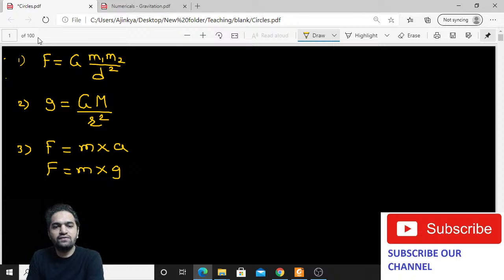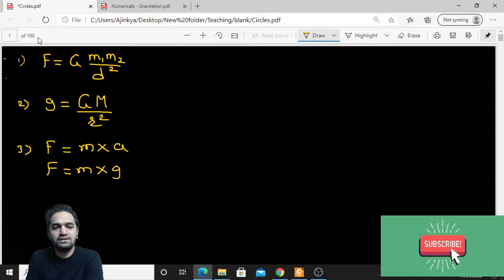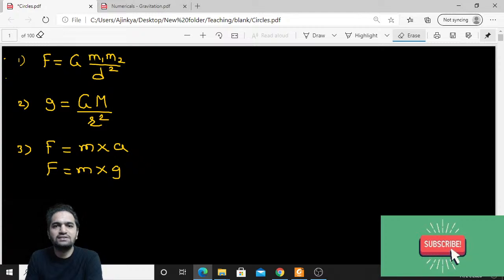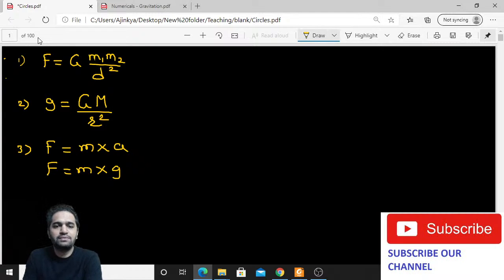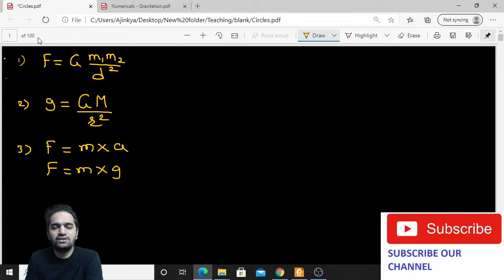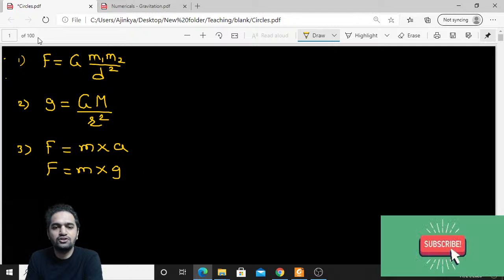You can also put the value of g here and make another formula. Technically this is just one formula, so I'm not going to give it a separate number, because it is one and the same formula. You can put the value of g here, that is capital G capital M divided by r square, and solve the numerical. But right now we are just ending at the third part.